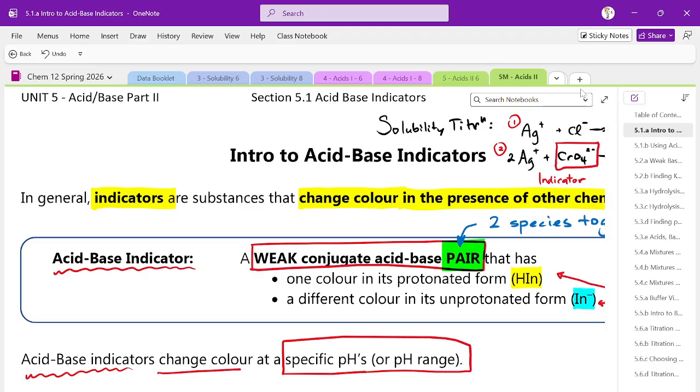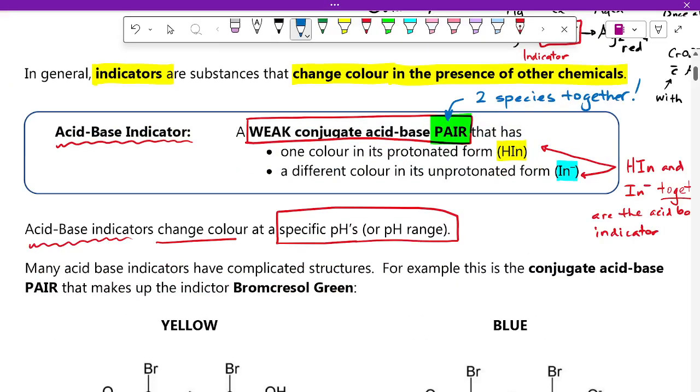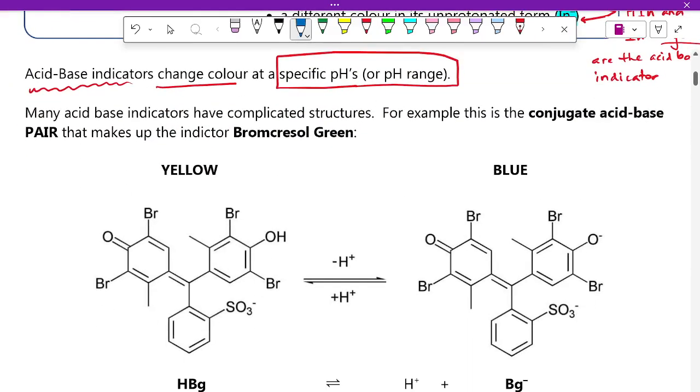So these indicators, are they chemical compounds like methyl violet? Yes. So let's take a look. We actually have the structure of bromcresol green, for example. You don't need to know what this structure is. All you need to know is that they're usually kind of big and bad. They involve a lot of double bonds and ring structures and things like that.